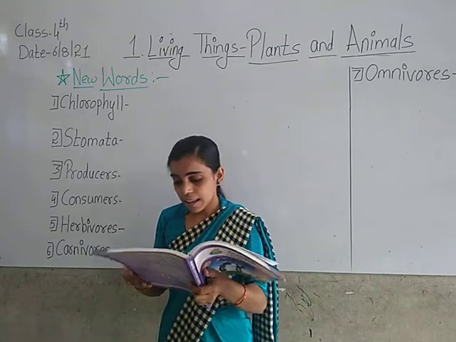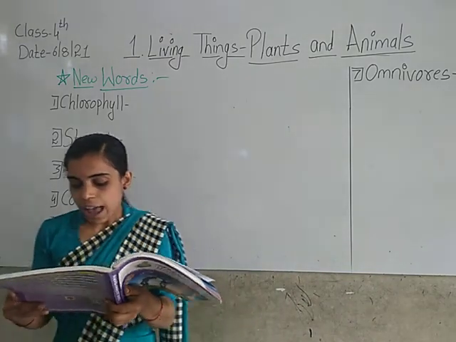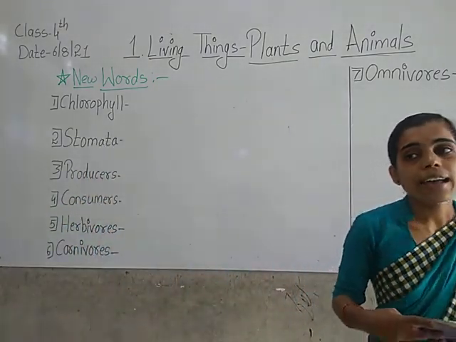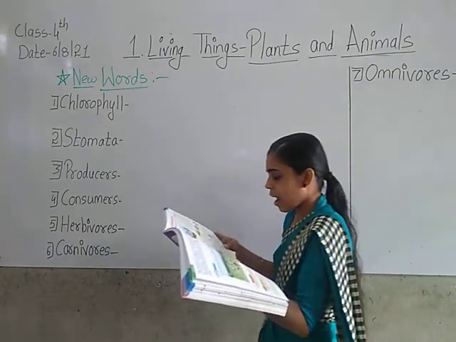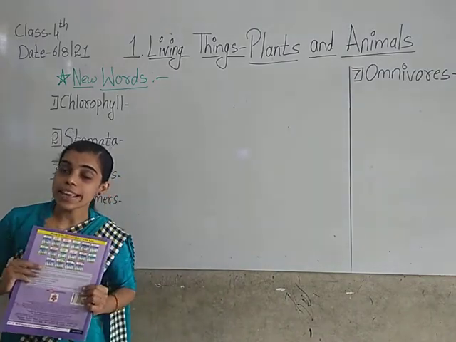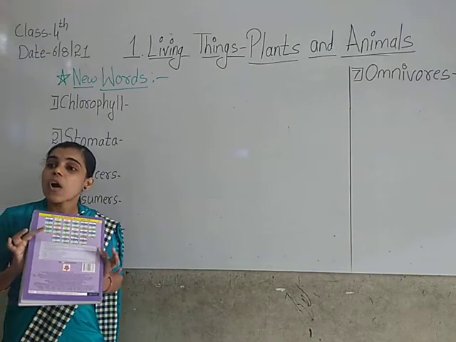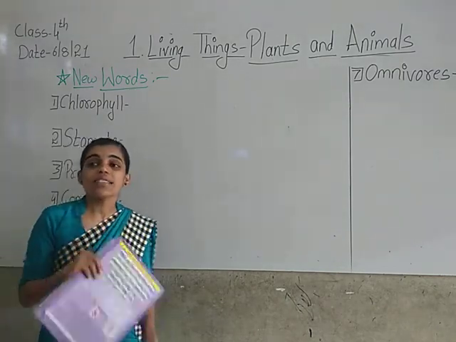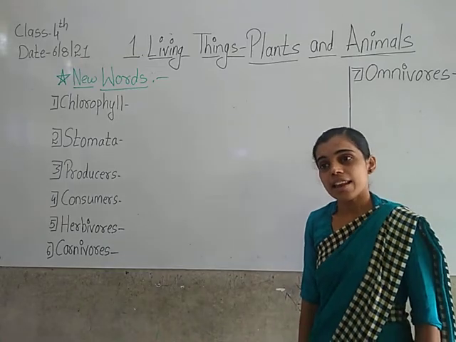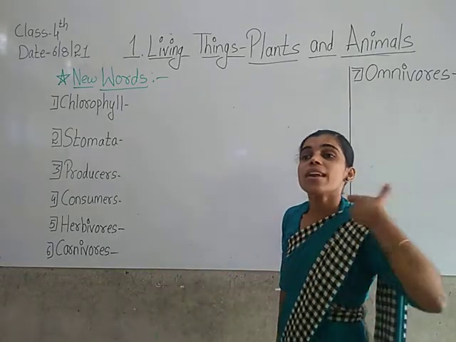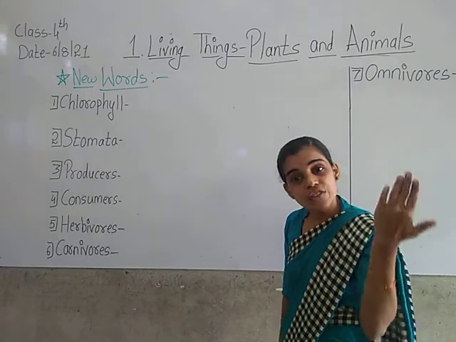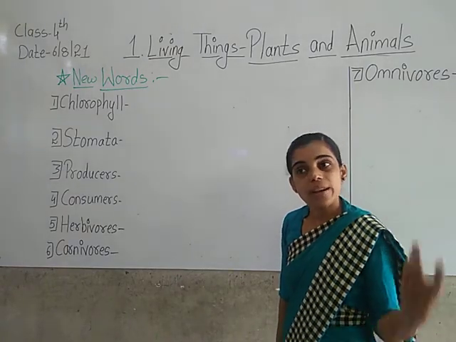Here in the animals column, usually animals have five sense organs: nose, tongue, ears, eyes, skin. Some animals may lack one or two of these sense organs. So all the animals, including human beings, have sense organs. We all have five sense organs. They are eyes, ears, nose, tongue, skin. With these sense organs, we can see what is happening in the surroundings and get information about the surroundings.